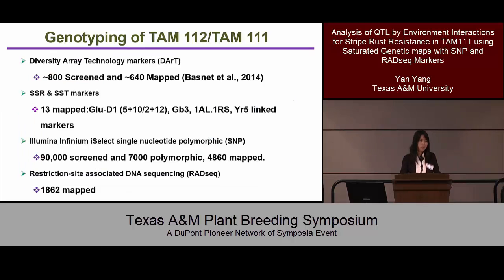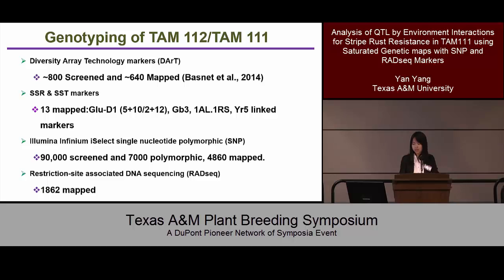Let's look at some molecular data of my research. We first used the DArT markers. 800 DArT markers were screened and 640 were mapped. It's part of the research of Dr. Busnit, and this part was published in Crop Science in 2014. Right now he is the director of the hybrid wheat program.